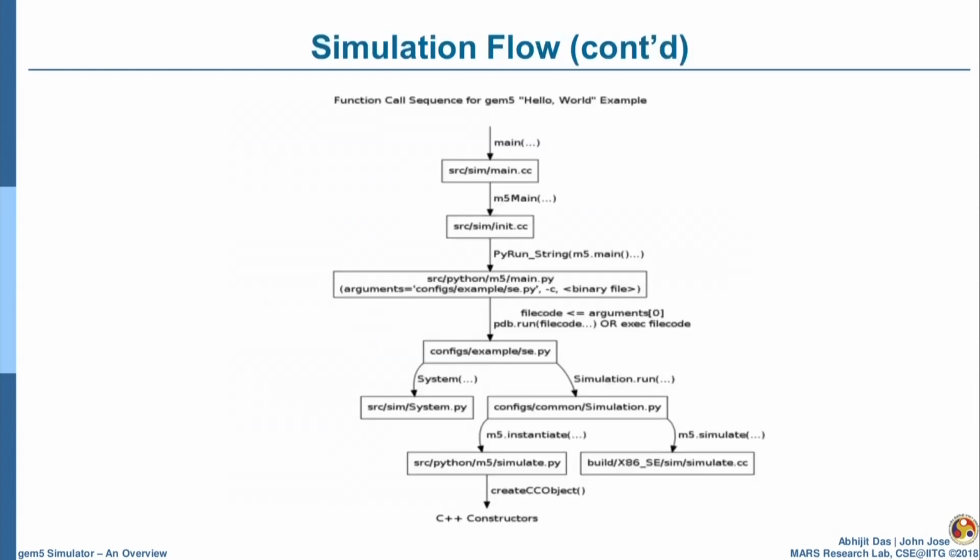To understand it better, this is the flow of simulation from different functions. As we can see here, the gem5 simulation begins from a file called main.cc, and then it goes to another file called init.cc, and this way it passes through different configuration scripts, like here in this case se.py, and then finally it calls the actual C++ constructors and the simulation begins.